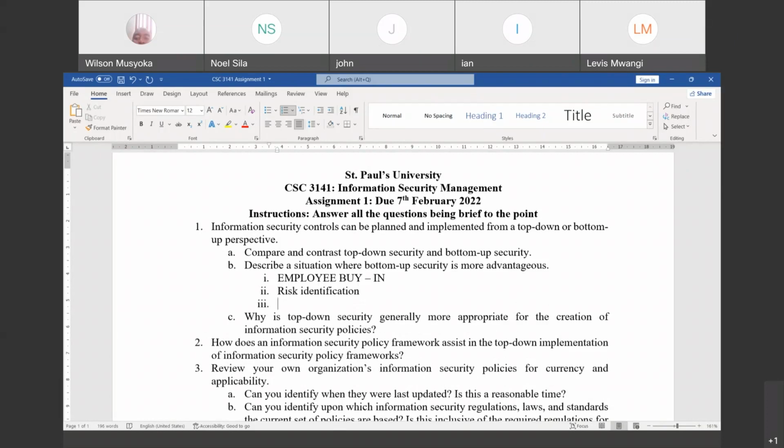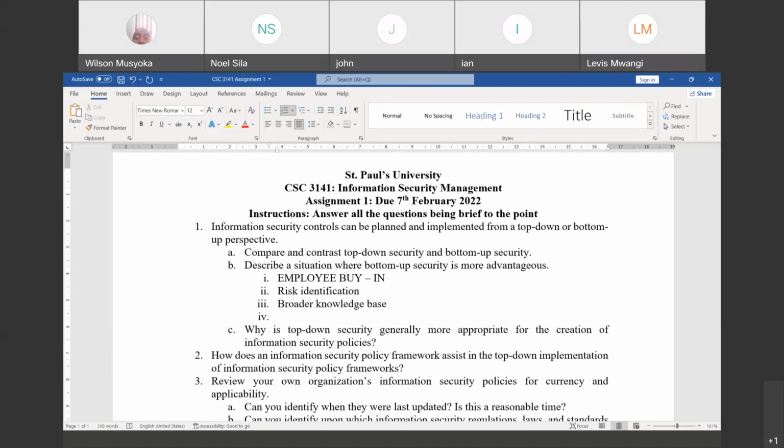And then where we need broader knowledge, we have said the lower level employees have more knowledge in regard to technical aspects of systems, and so they can come up with very good security frameworks. And also in areas where we need to improve collaborations.